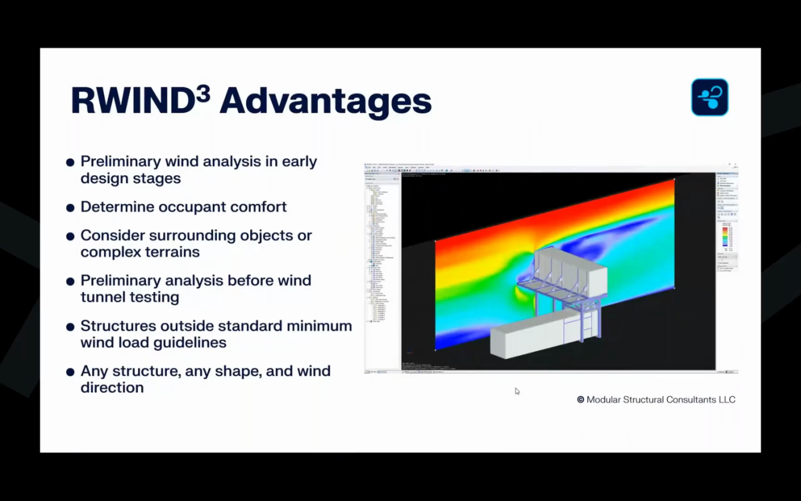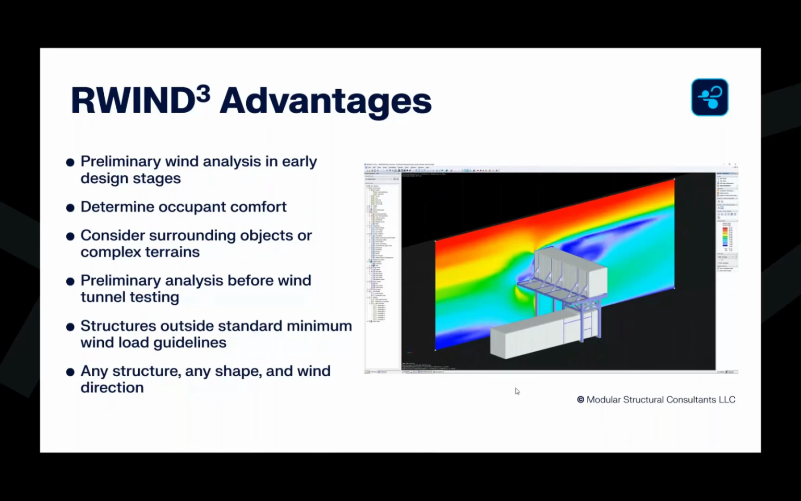You can imagine that this can be a really powerful tool for a wind analysis very early on in the design stages. If we're toying around with different geometries, or we get this information from the architect and we're interested to know what the wind loads are early on, it's very quick and efficient to just put it into this numerical wind tunnel. We can also use this program to determine occupant comfort, or, as I mentioned on the previous slide, to consider surrounding objects or complex terrains.